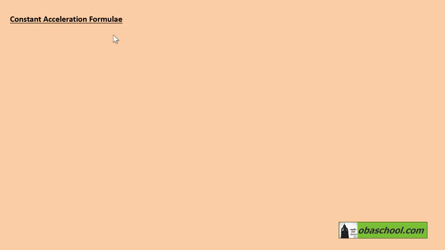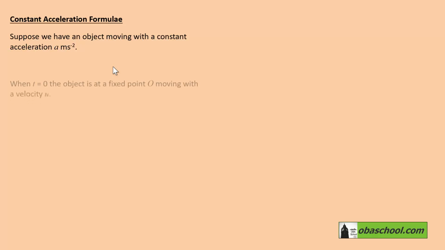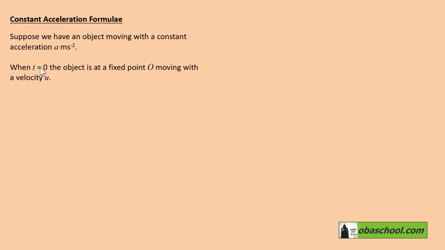Constant acceleration formulae. Suppose we have an object moving with a constant acceleration a meters per second squared. When t is equal to 0, the object is at a fixed point O, moving with a velocity u.